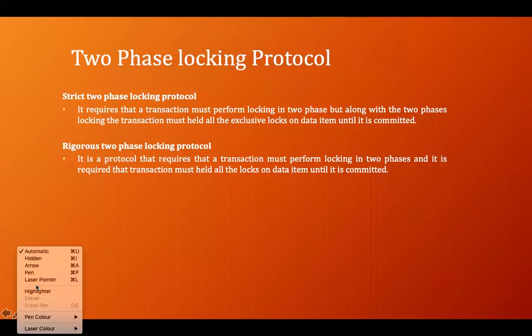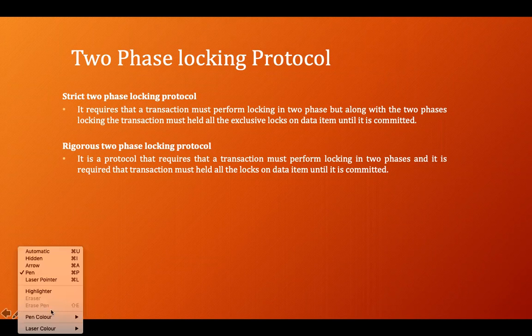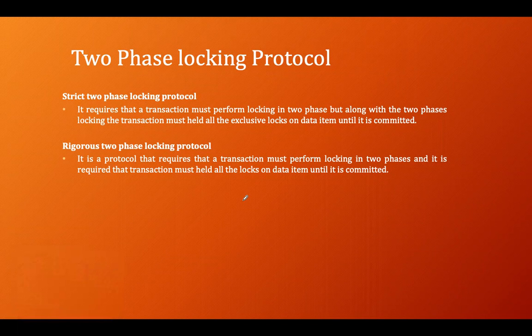it says that you should work in the two-phase locking protocol. So we are working in the two-phase locking protocol, but apart from that, whatever lock you will take in the growing phase, it should be all exclusive lock. So if we are taking the lock on data item A, so it should be exclusive lock. If we are taking lock on data item B, it should be exclusive lock.